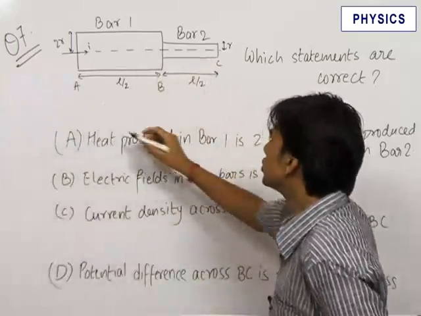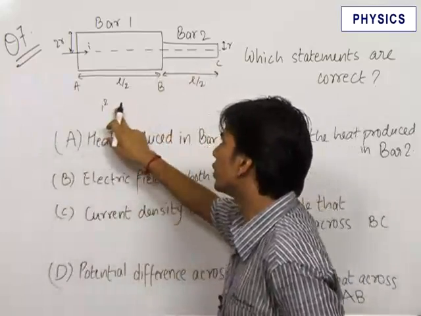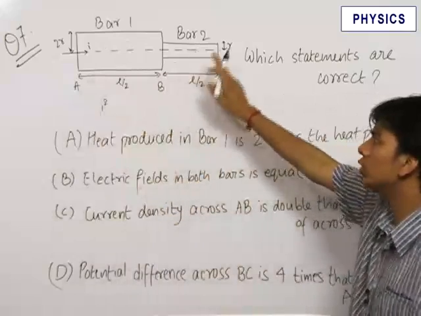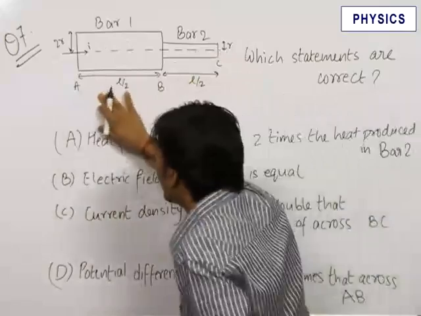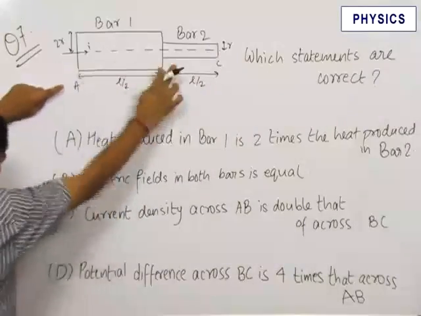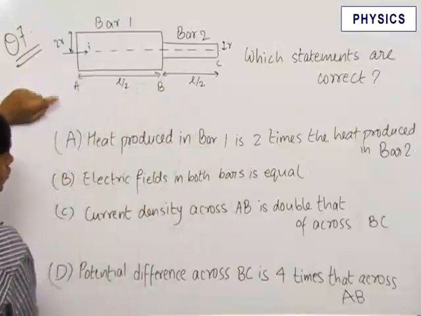Now the heat produced in bar 1 will be directly proportional to I square into the resistance of bar 1, and the heat produced in bar 2 will be proportional to I square into the resistance of bar 2, R2. Therefore, if we can find out the resistances, we can easily find out if the heat produced in bar 1 is 2 times the heat produced in bar 2.